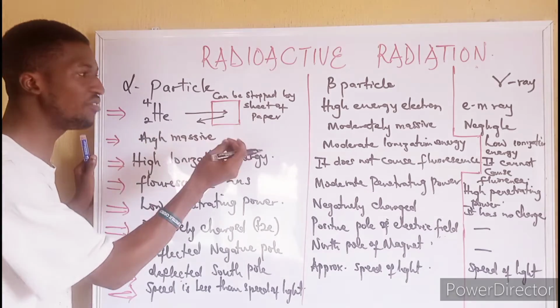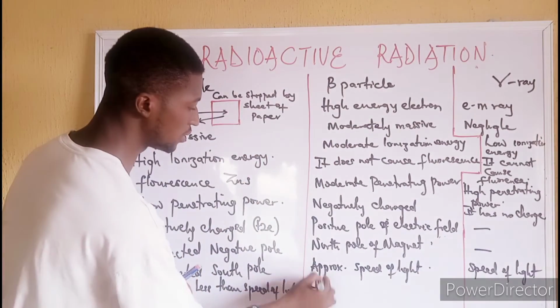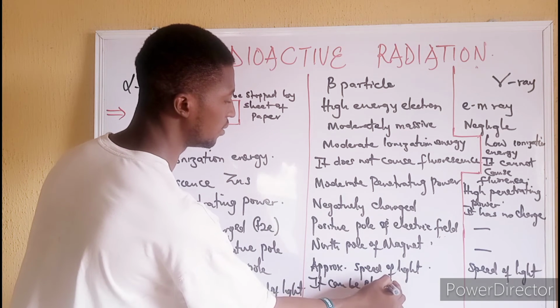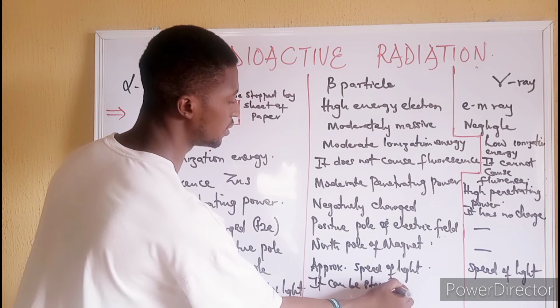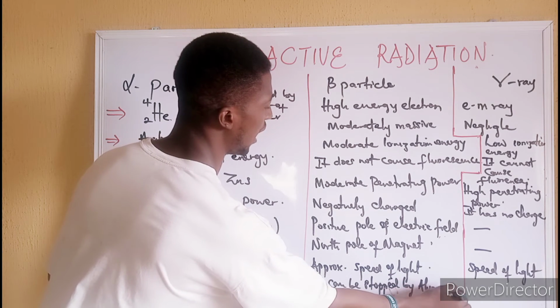Now, with respect to alpha particle, beta particle and gamma ray, I said that alpha particle can only be stopped by ordinary sheet of paper. When it comes to beta particle, it can be stopped by aluminum sheet.